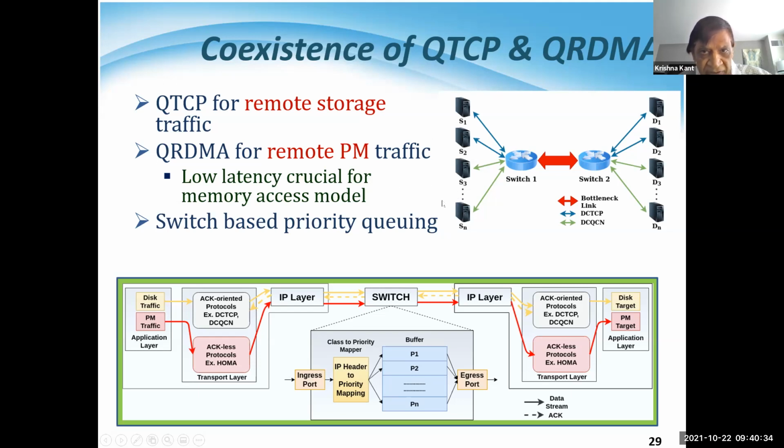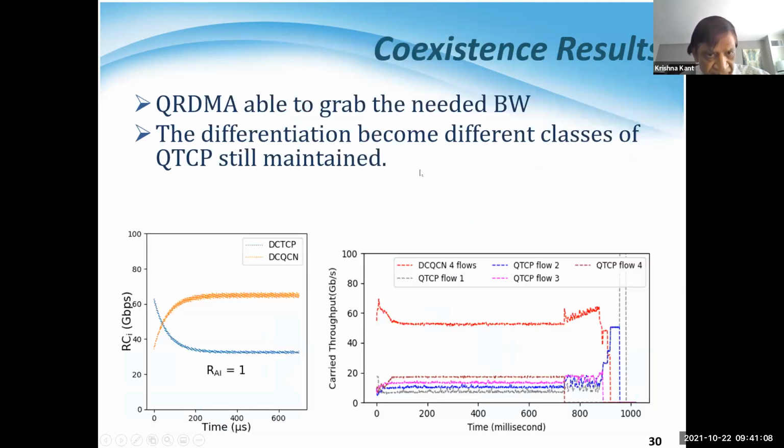So there is a reason to mix the QTCP and QRDMA, but you want to make sure that you get very low latency through the network for the RDMA packets or for the memory packets. So what we do is that in addition to end-to-end, we also implement the QoS treatment in the switches themselves. And by doing that, we are able to achieve this objective.